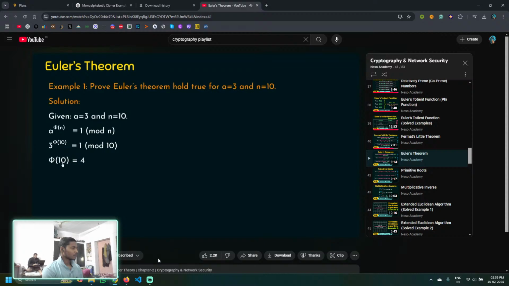When you are going to compute phi of n, where n is a product of two different prime numbers pq, the formula is phi of n is equal to p minus 1 into q minus 1. Here 2 and 5 are the prime numbers, so obviously 2 minus 1 into 5 minus 1. So 2 minus 1 is 1 and 5 minus 1 is 4, so 1 into 4 is 4.